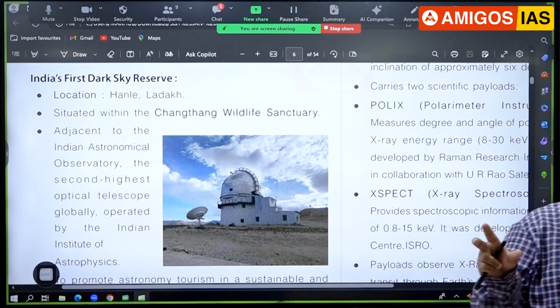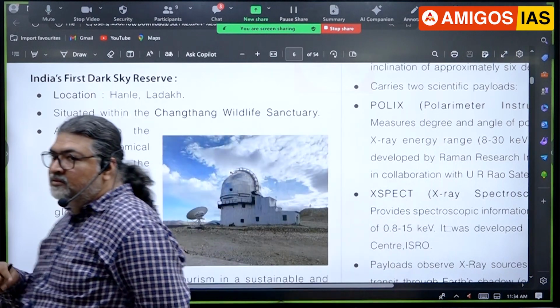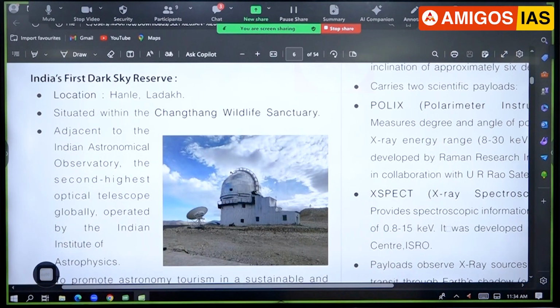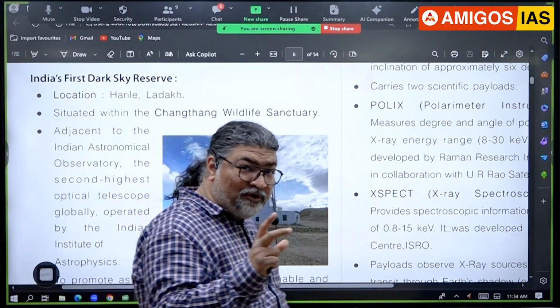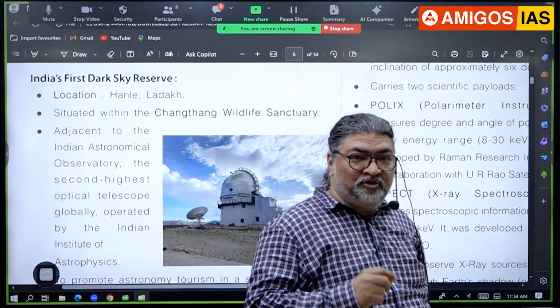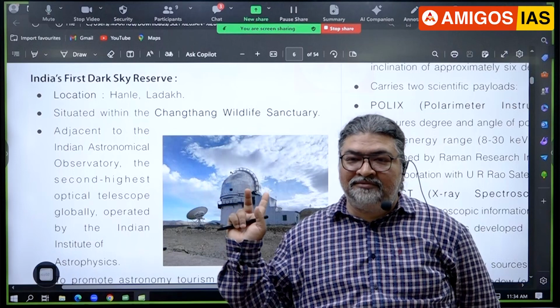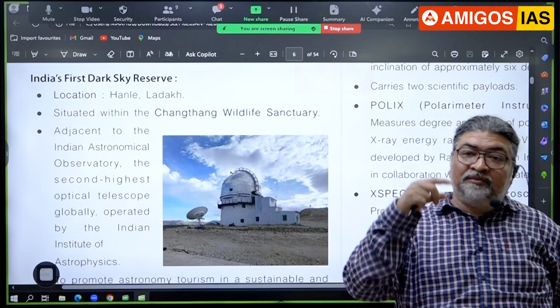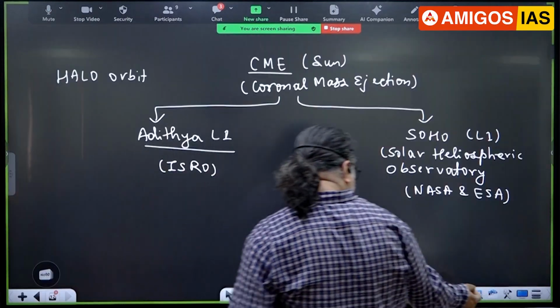Tell me from environment and ecology about Chengthang. This is one part, the astronomy part: Indian Astronomical Observatory, Hanle. But now tell me about Chengthang, the other thing; what do you know about Chengthang? See, UPSC is very smart. UPSC knows that students are aware of the dark sky reserve, so UPSC might not ask this question. UPSC may ask a question from the astronomical aspect, or from the environmental aspect. Okay, let me write here.